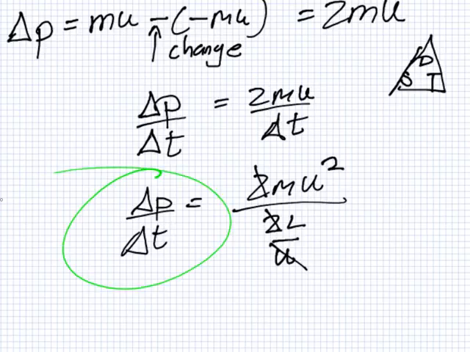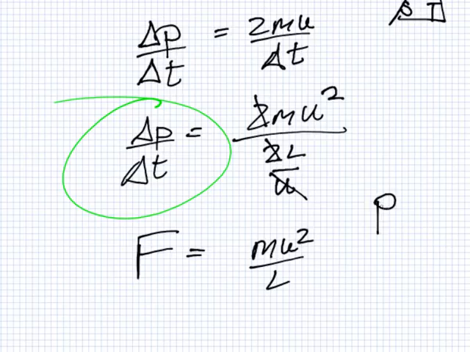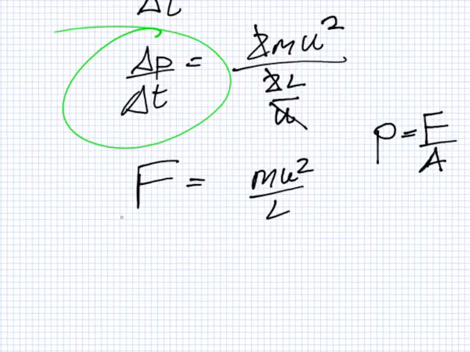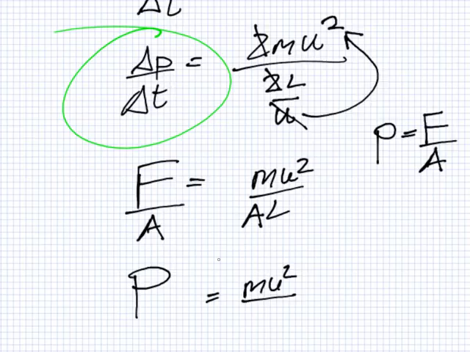Who remembers what this is? Also known as F. So this is mu squared over L. Now what's the formula for pressure? Force over area. So if I divide both sides by the area, I get pressure equals mu squared over... Why did you cancel the u up there? I brought it up to the top to make it a square. And here I divided both sides by A, so that I can change this into pressure.